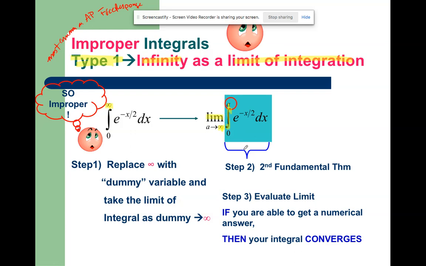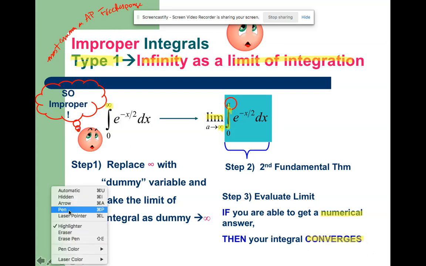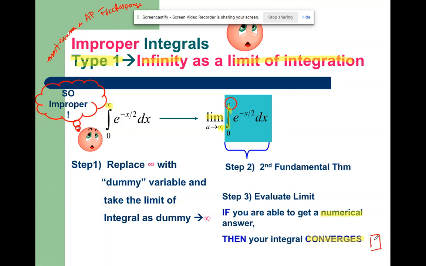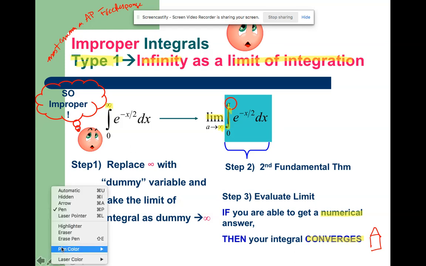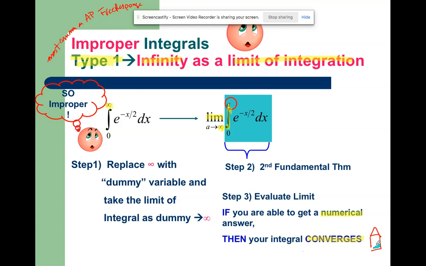Remember, when you evaluate a limit, you either get a number, or an infinity, or it does not exist. If you are able to evaluate the limit and get a number, you say your improper integral converges. And when you think converges, I want you to think house, the top of the house. Converging means you never get above the ceiling. No matter how much you're adding, you always stay in the house.